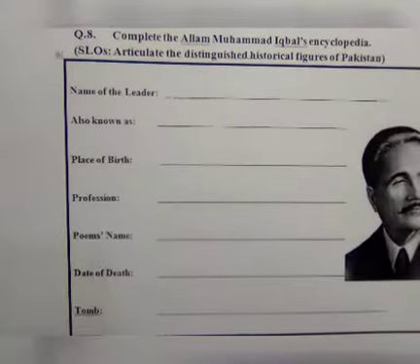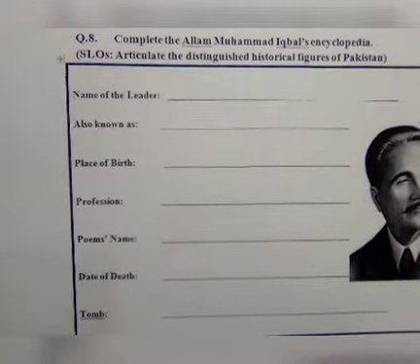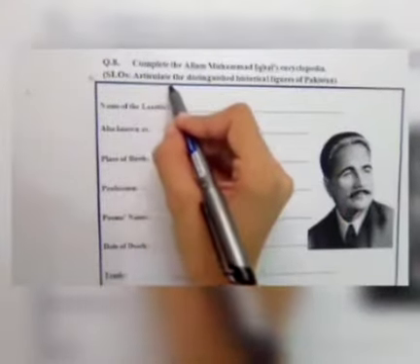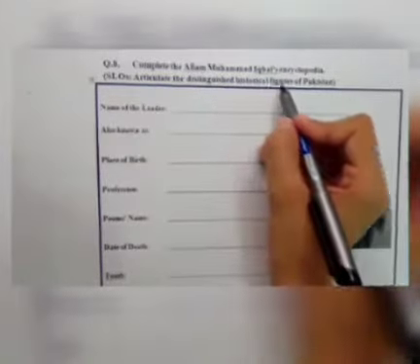Now girls, move to number 8. Complete the Allama Muhammad Iqbal encyclopedia. SLOs: articulate and distinguish historical figures of Pakistan. Here is the picture of Allama Iqbal. We can write a few sentences about him. We can complete the sentences.